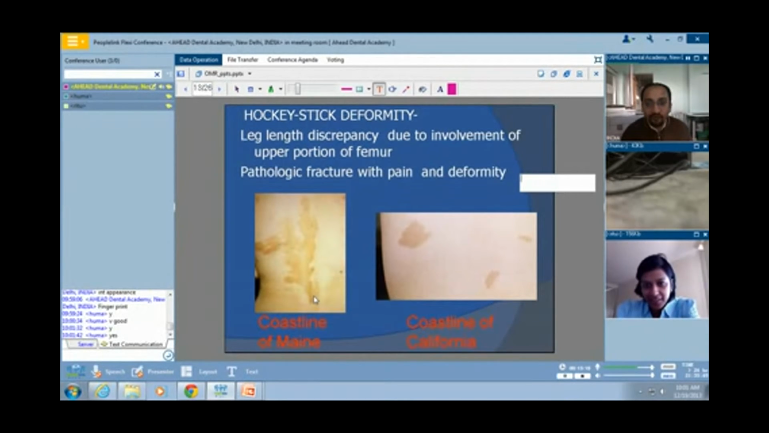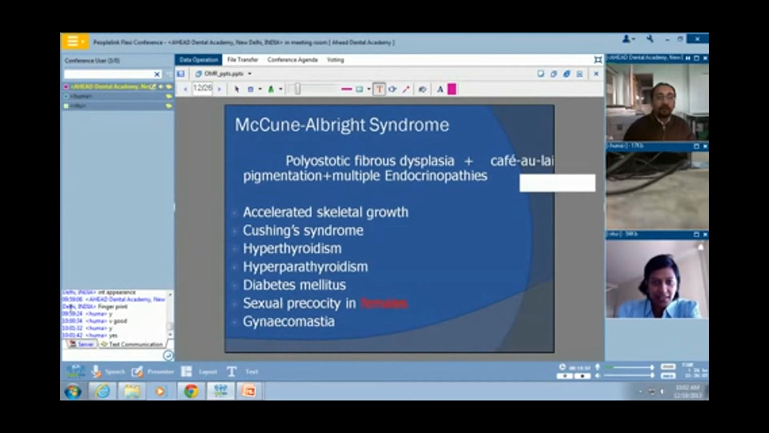Please don't go across what is written as coastline of Maine and California. I'll just come and edit it later. A café-au-lait spot is generally seen in multiple neurofibromatosis and polyostotic fibrous dysplasia. Okay? Now that was about Lichtenstein syndrome. When there is multiple bone involvement and café-au-lait spots, we know this is Jaffe-Lichtenstein syndrome, but there are also certain multiple endocrine conditions, which are written in this particular slide.